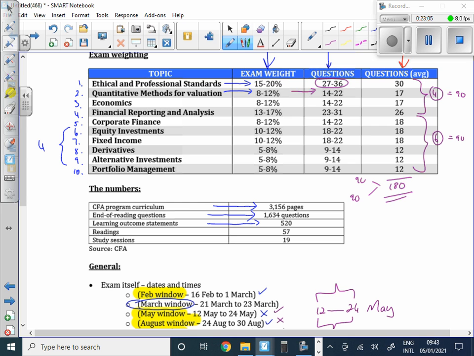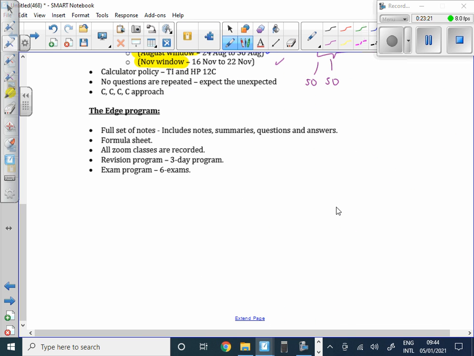Learning outcome statements. What you're going to have starts off at the top, and the top is study sessions. There are 19 study sessions. If we wanted to break it down even further, we could ask how many topics there are. There are 10 topics. And how many study sessions are there? We break it down even further: for CFA Level 1, there are 19.